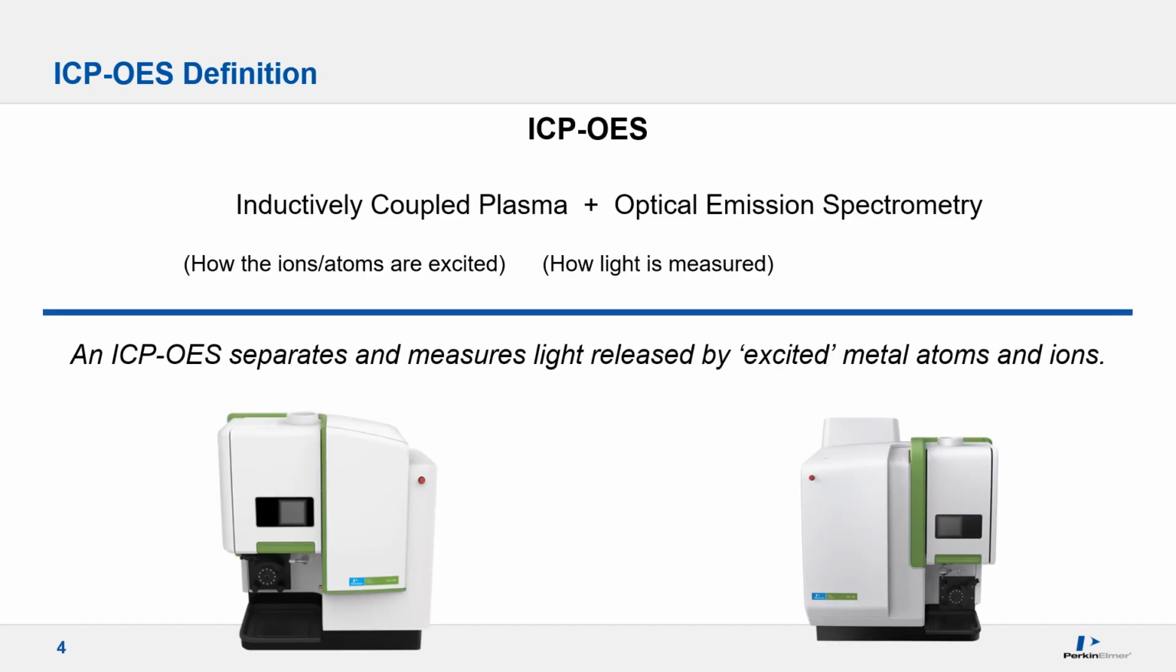Let's take a step farther back. What is an ICP-OES? What does ICP-OES mean? ICP, inductively coupled plasma, is the excitation source. It imparts energy into the atoms and ions present in the solution being aspirated into the plasma.